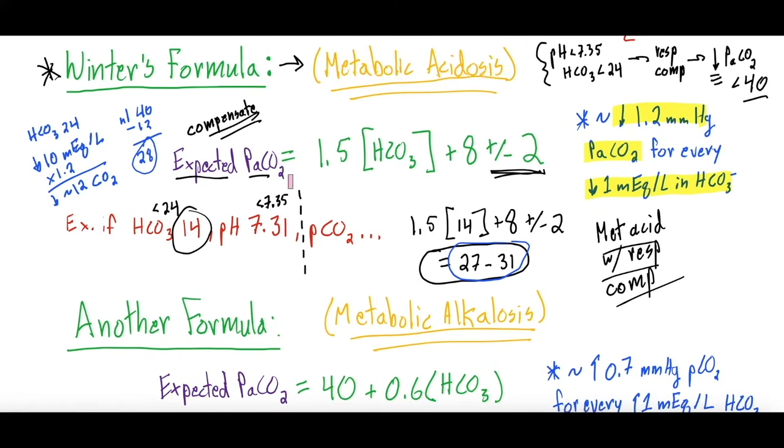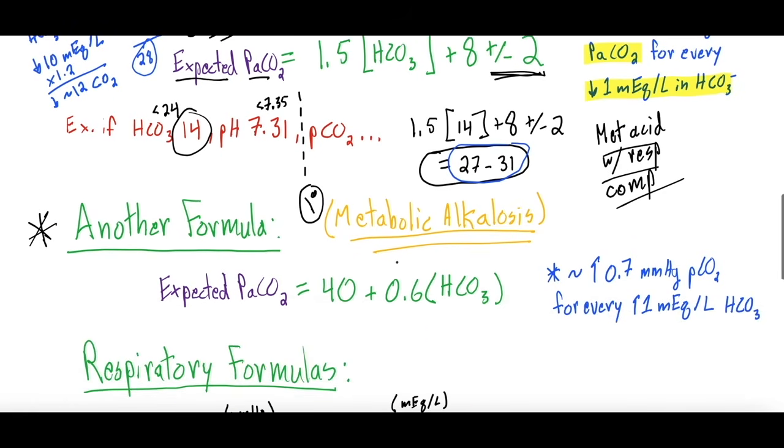All right. What about if the primary disorder, instead of being a metabolic acidosis, is a metabolic alkalosis? This is the primary disorder. Well, there's another equation to calculate whether the CO2 compensates for a metabolic alkalosis.